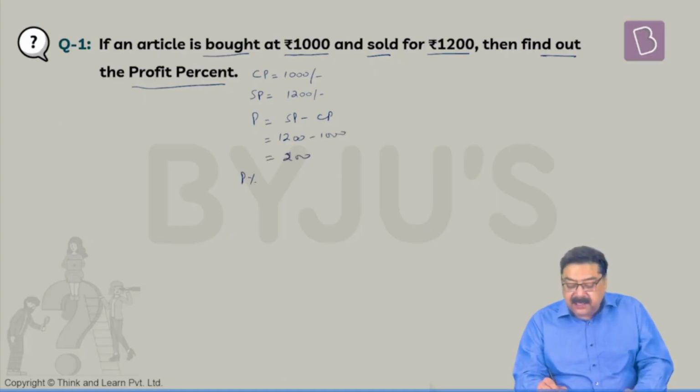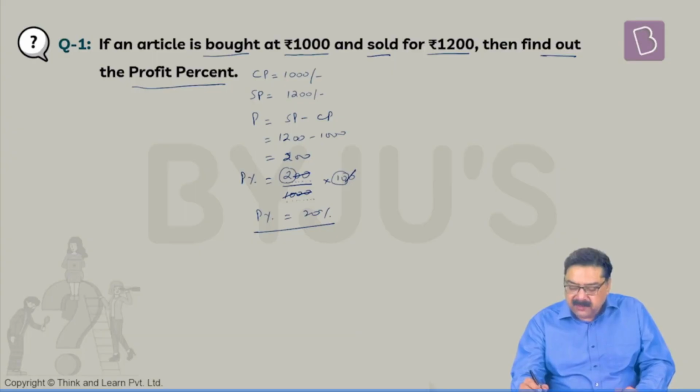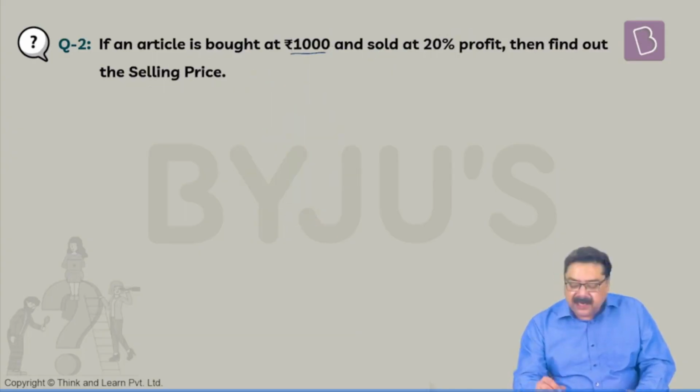And profit percent is always calculated on the cost price. Actual profit 200 divided by the actual cost price into 100. So these zeros cancel, this zero cancels, left over is 10 and 2, profit percent shall be 20%. No need to write so many things. It should become very evident to you that 200 over 1000 is 20%. If an article is bought at rupees 1000 and sold at 20% profit, then find out the selling price.